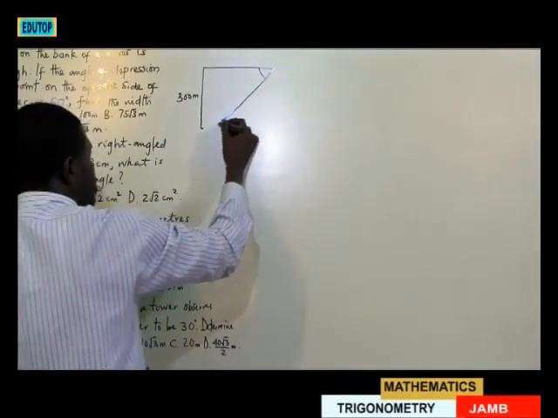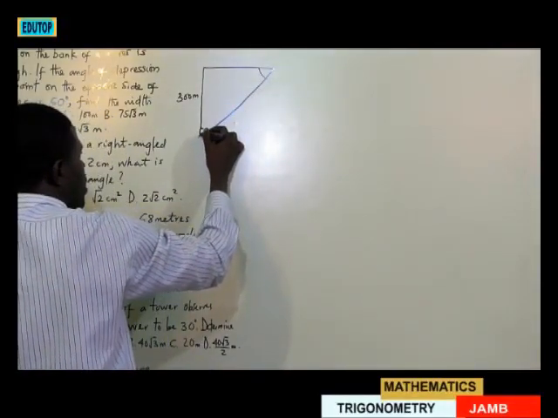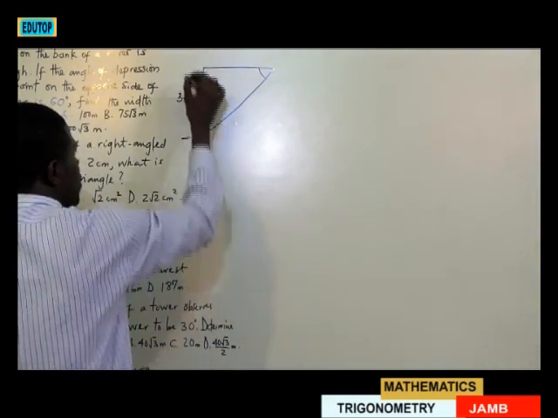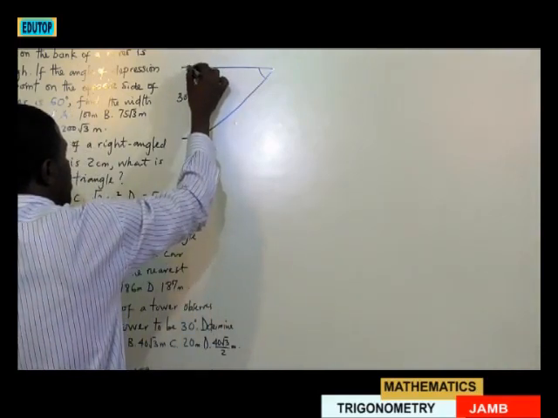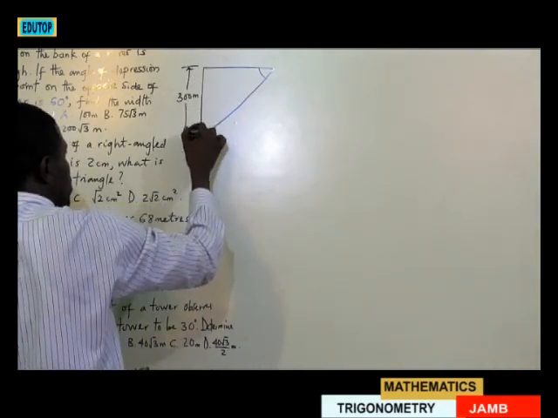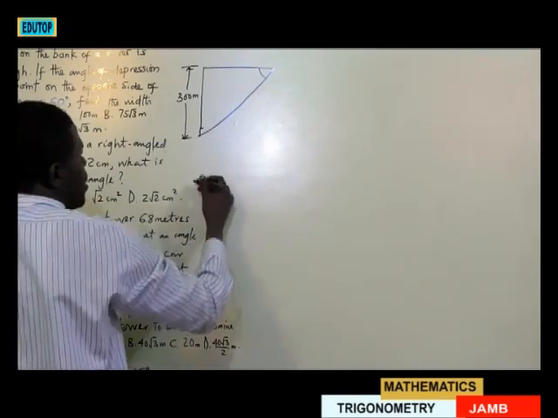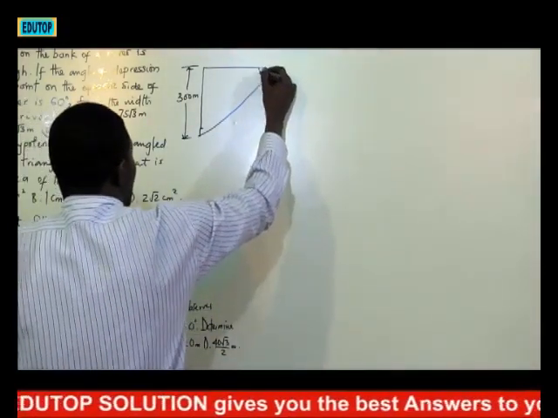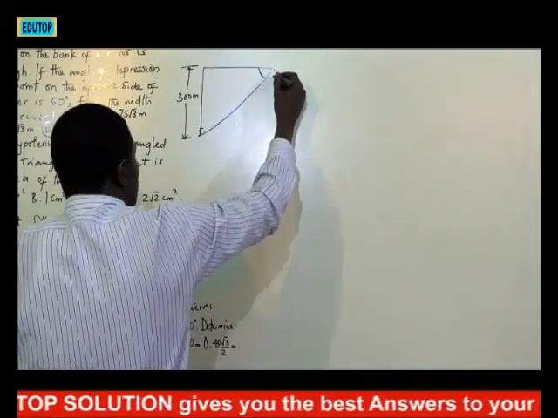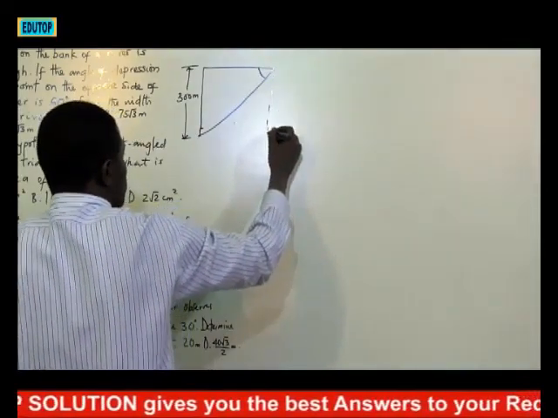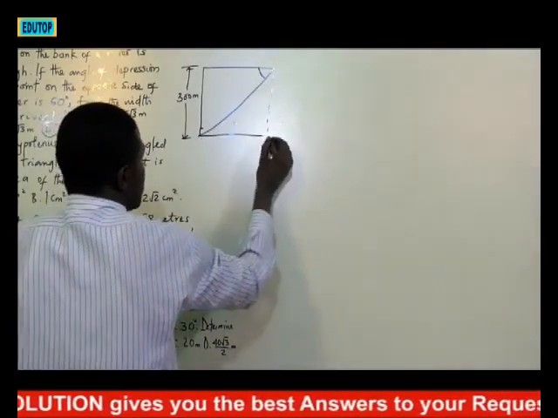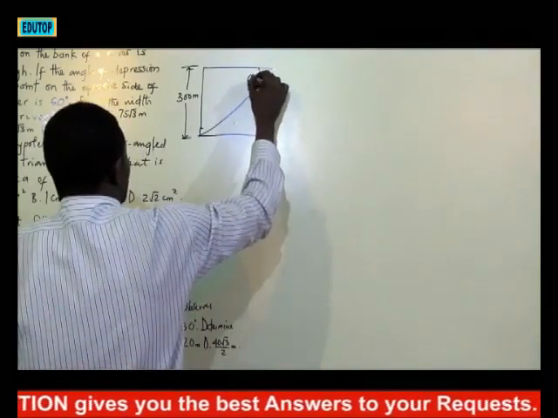Your angle of depression coming this way. Let's say this is the height of the cliff. This is the height, which is what? 300 meters. So we are having our angle of depression this way. Then we can produce this one down too, such that you have a scenario like this. And this angle is what? 60 degrees.